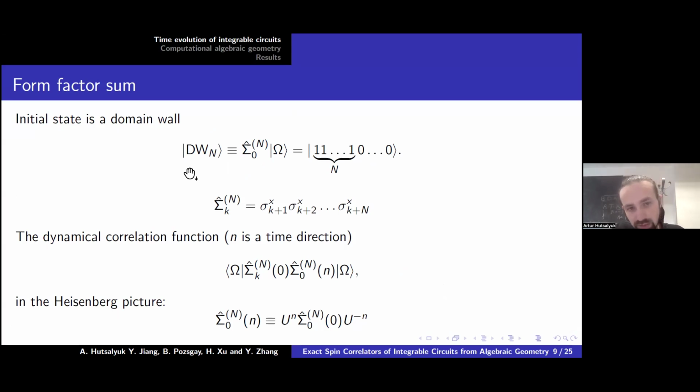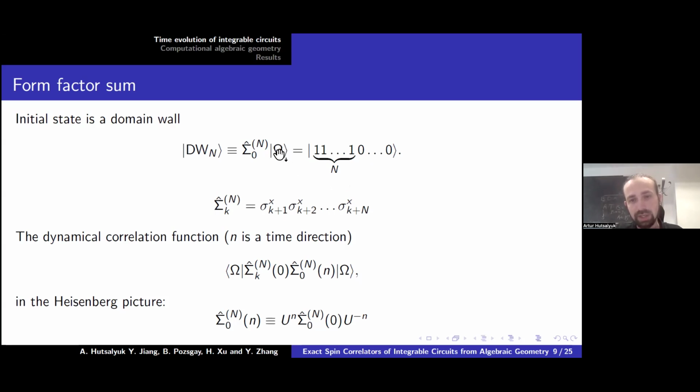What is important for us? What I want to specify explicitly is what our initial states are, because this is the key moment. Our initial state is this specific domain wall. So what we have here is that we have in total 2L system size, and the first n sites' spins are flipped up, and the rest of the spins are down. And the flip is performed basically by the action of this operator onto the vacuum state.